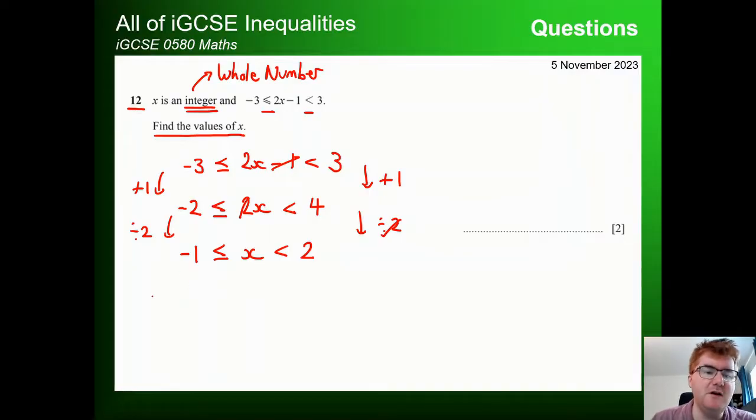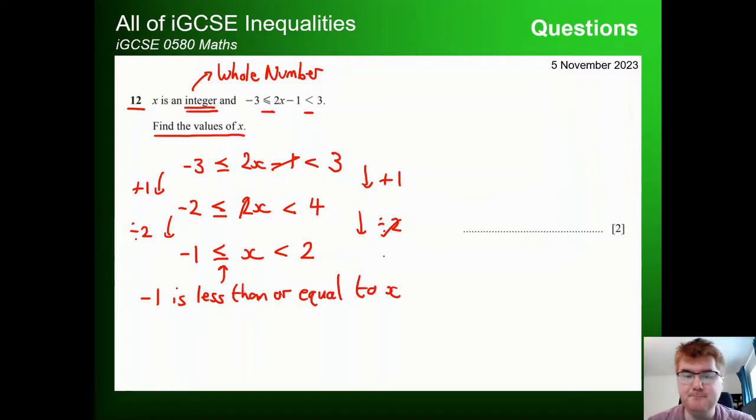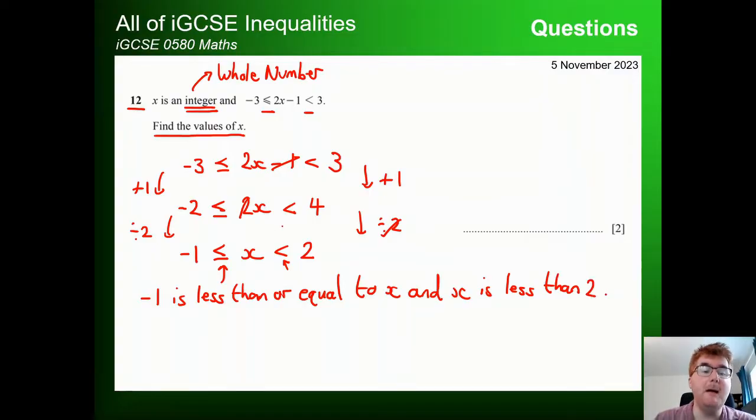So if I say this in words here, this essentially means minus 1 is less than or equal to x. So this is what this symbol means up here. You're going to get lots of practice in this video. And x itself, so now we're looking at this part of the inequality, is less than 2. So give yourself a moment just to read that sentence. Minus 1 is less than or equal to x, and x itself is less than 2. So what answers are allowed here?